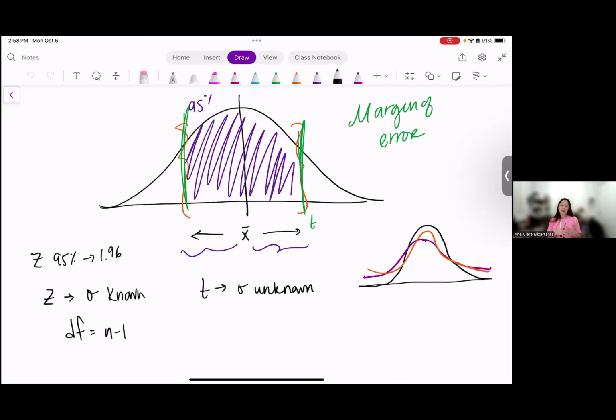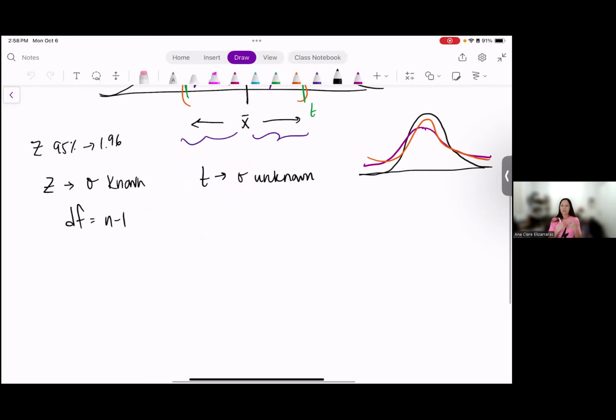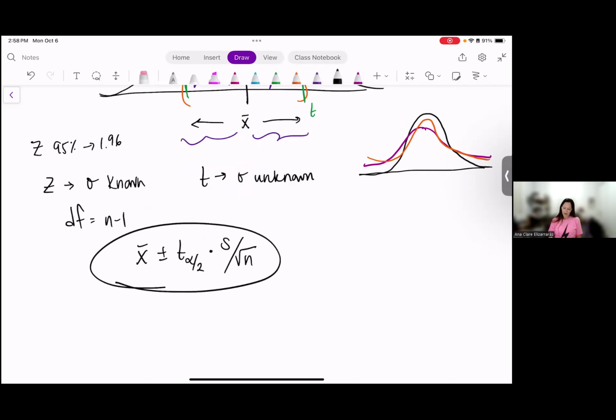So the biggest thing about a confidence interval is knowing how to calculate that t critical value, what your statistic is, and what your standard error is. So we take our point estimate plus or minus that t critical value, and we multiply it by the standard error, which is the standard deviation divided by the square root of n. We can't use the standard deviation of the population because we don't have it. So this is going to be how we calculate the confidence intervals.